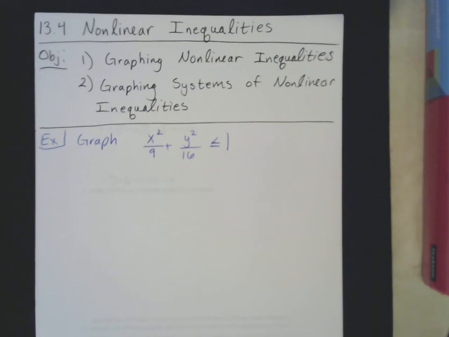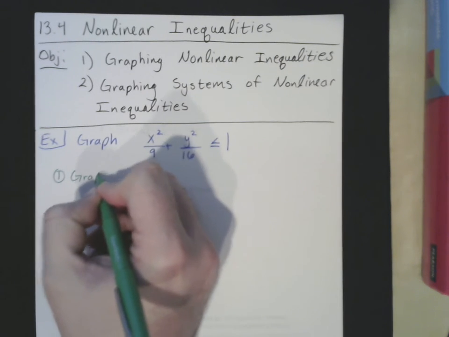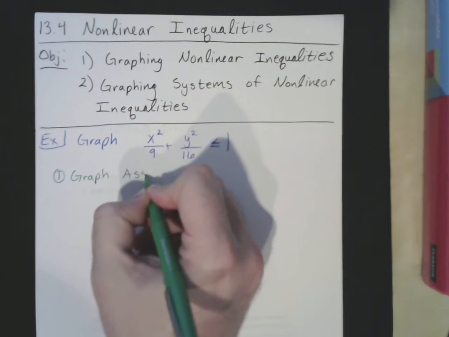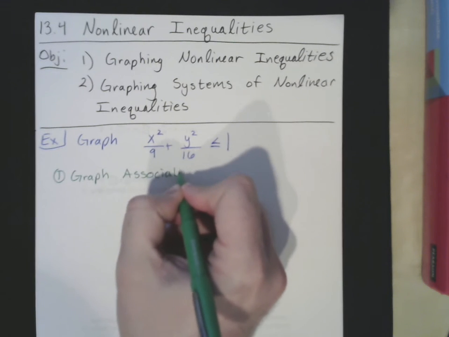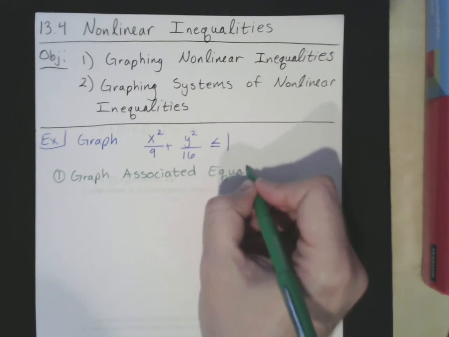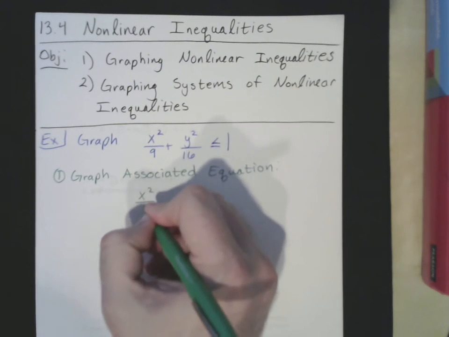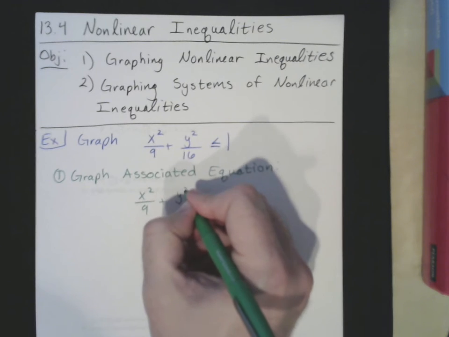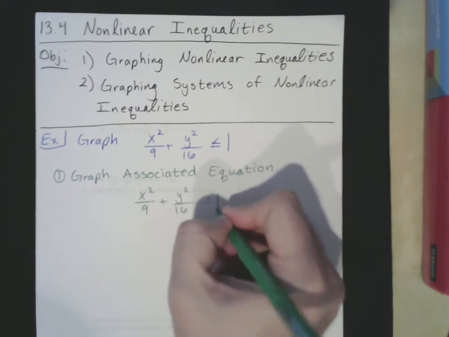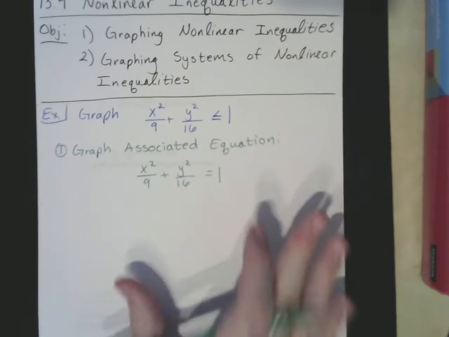is graph the associated equation. So if we start a little list here, we need to graph the associated equation. And for us, that's x squared over 9 plus y squared over 16 equals 1. Now they're both positive and equal to 1, so this is an ellipse.